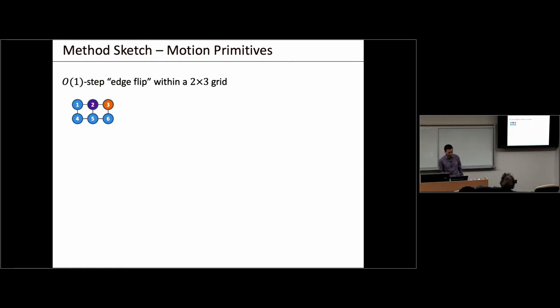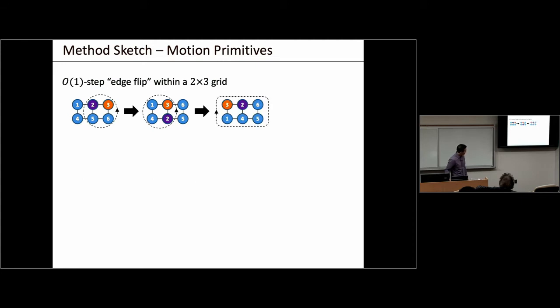What we can do is we first do this rotation, followed by this rotation, and then followed by this rotation. Finally, we get this configuration. As you can see, 2 and 3 are flipped. All the others remain where they are.